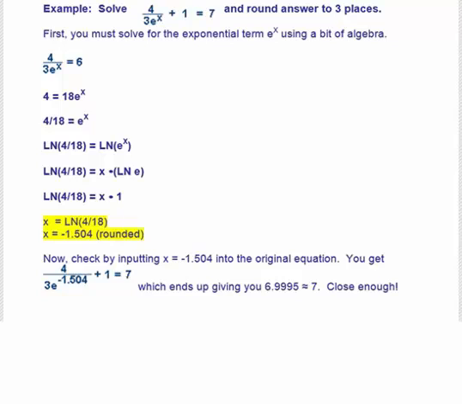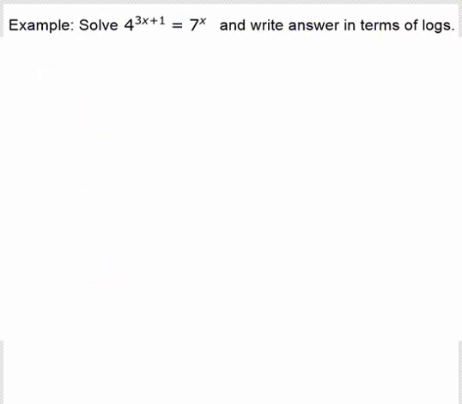So we write our answer either as x equals natural log of 4/18 or in decimal form x equals negative 1.504. In our next equation, we have 4 to the 3x plus 1 power equals 7 to the x power. Our exponentials are already isolated, so our first step here is going to be to take logs of both sides.